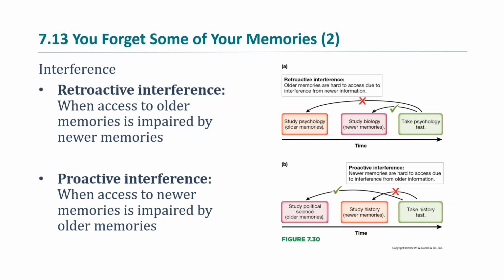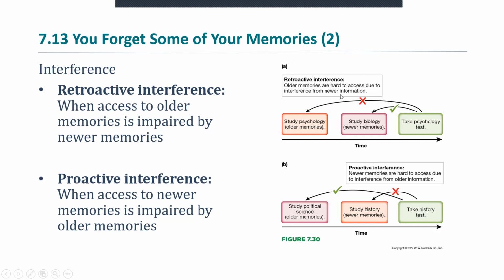So interference is the loss of information due to competition with new incoming information. The more similar the two pieces of information, some old piece that you already knew and then some new piece that you learned, the more interference happens. Interference happens in two directions. In the first direction, we call it retroactive interference. This is when access to older memories is impaired by newer memories. So retro means like going backwards in time. So something newer interferes with something older. And you can see the example in the top picture.